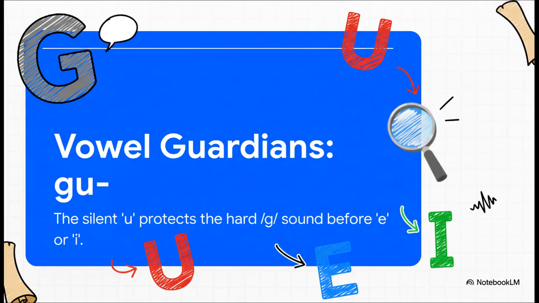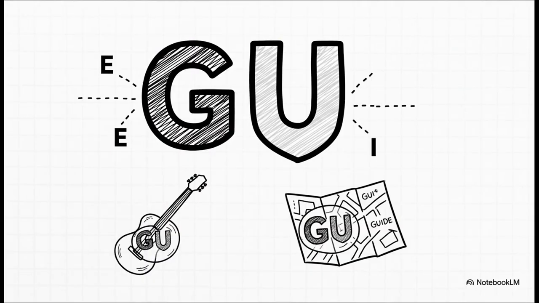Our next vowel guardian is the U in guess. Now, this silent U has a very specific job. It stands right next to the G to make sure the G keeps its hard G sound. This is especially important before vowels like E or I, which would normally make the G soft, like a J sound. You can really see it in action here. Without that silent U, guess might sound like Jess. That U is basically a silent bodyguard for the G in words like guess, guitar, and guide. It makes sure the pronunciation stays on track.